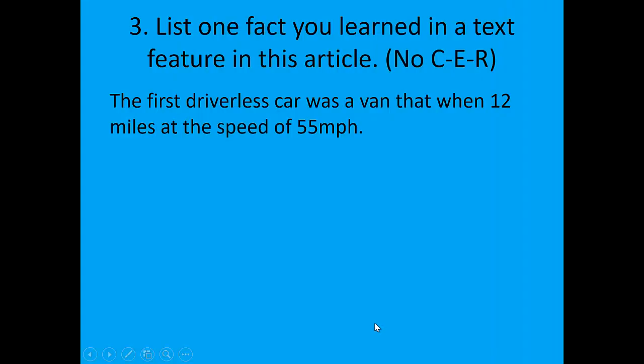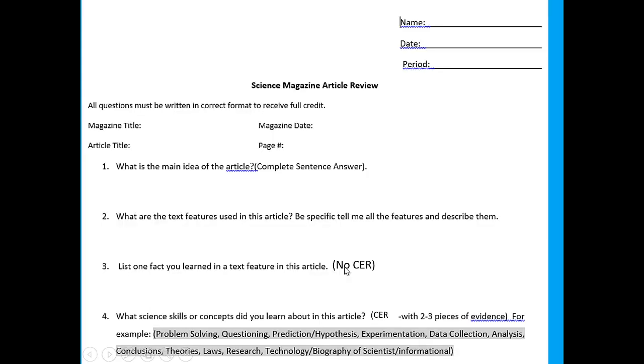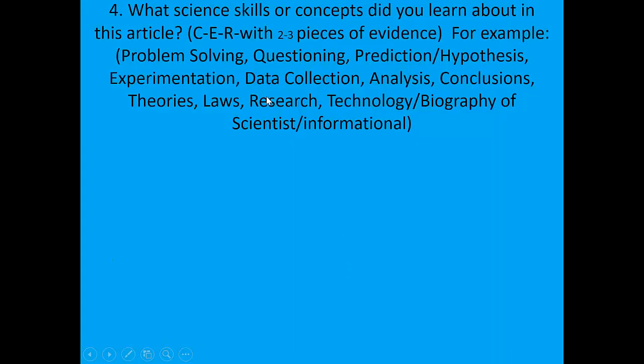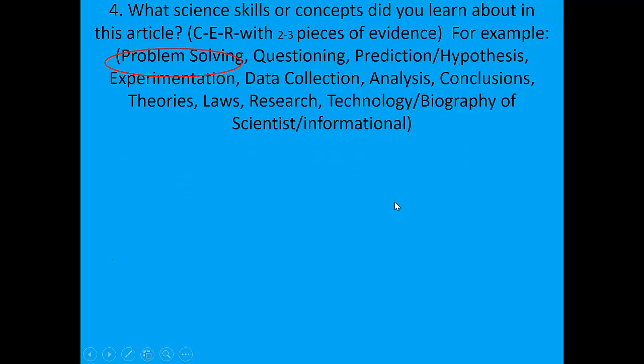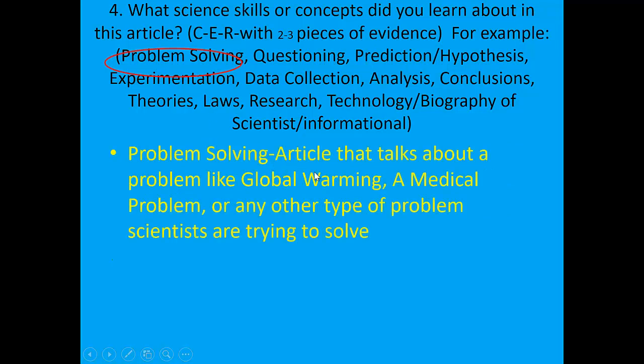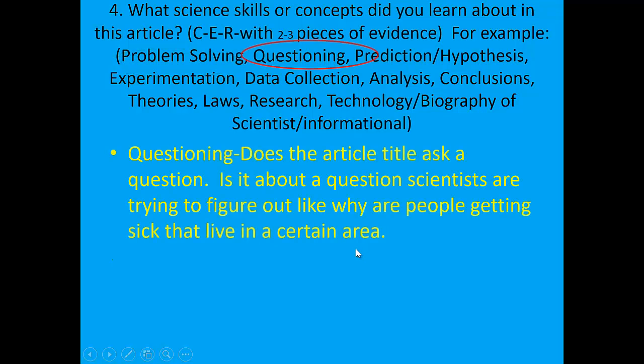So let's take a look at the different things that we could look at. So you can use one or more than one, but be sure it has a skill or concept that is used in the article. So problem solving. Problem solving is an article that talks about a problem like global warming, a medical problem, or any other type of problem scientists are trying to solve. Questioning. Does the article title ask a question? Is it a question scientists are trying to figure out about why people are getting sick that live in a certain area? That would be an article about questioning.